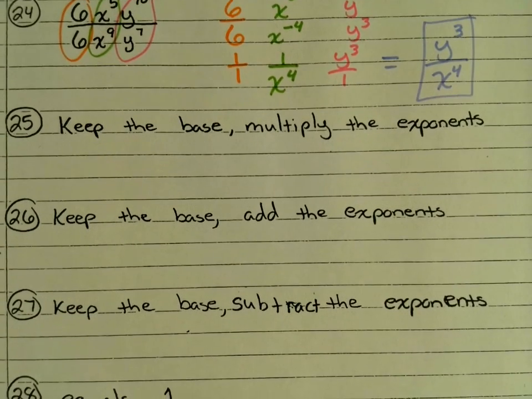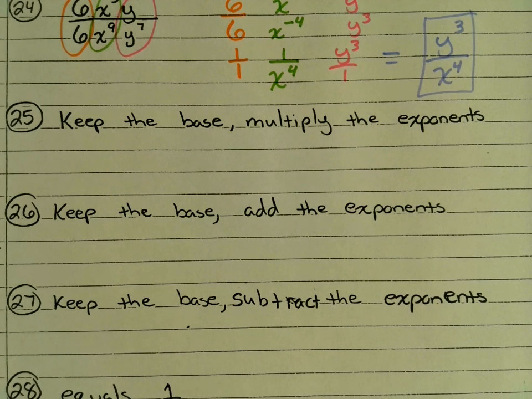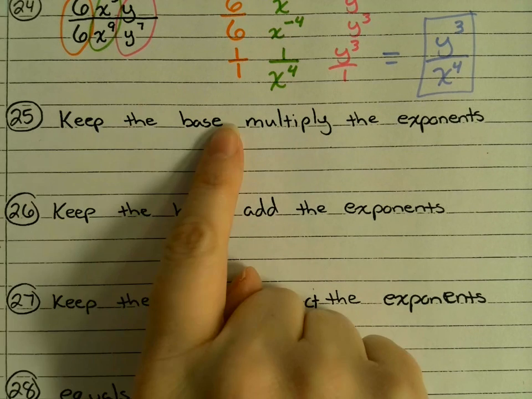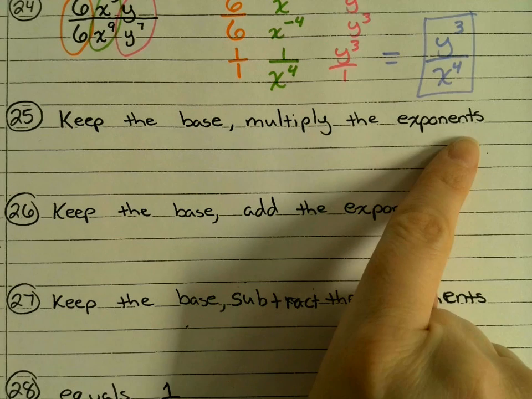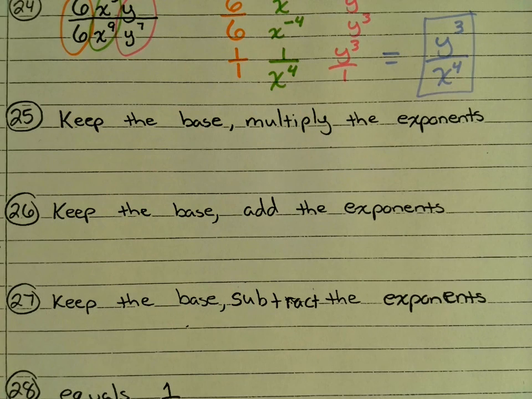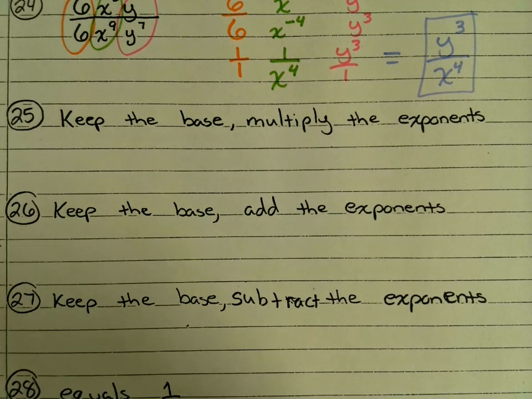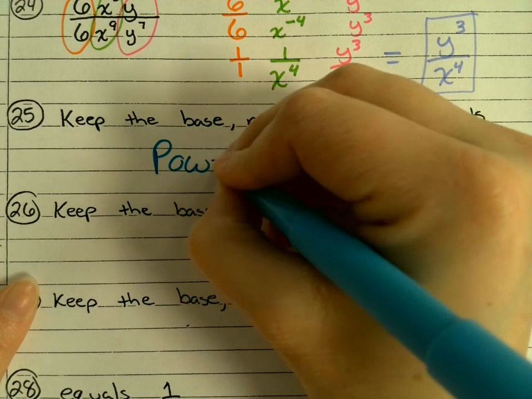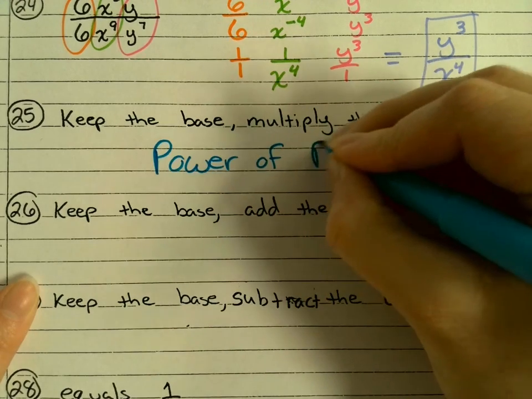And then number 25 through 29, these are rules. You need to know what rule they apply to. So if we keep the base and multiply the exponents, keeping the base and multiplying the exponents, that is the power of powers.